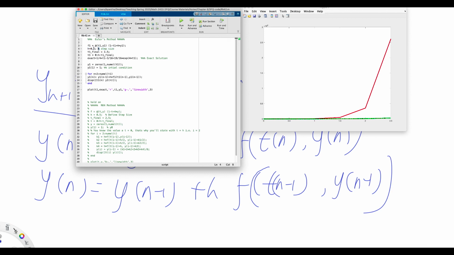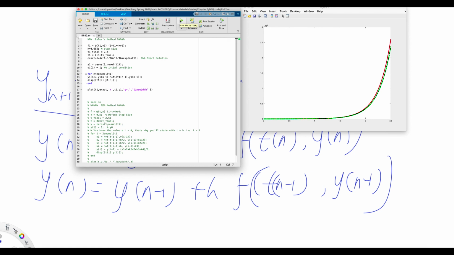Because h is 0.5. If you decrease the step size to h equals 0.05, this is what it looks like. You see that? It gives you a little better approximation. If you add one more 0, h equals 0.005, it gives you almost the same solution as the exact solution. But what is the problem? Why don't I take h equals 0.005?